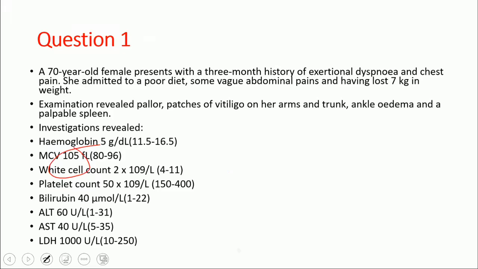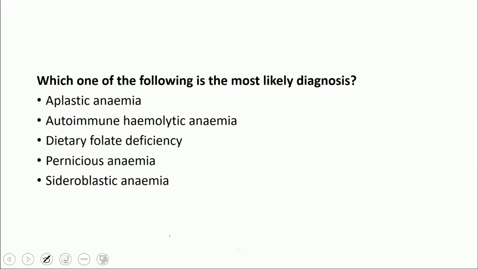Maybe you can see that there is anemia, there is high MCV, right? But the white cell count is also low, the platelet count is also low, right? And the bilirubin is a bit high as well. And the LDH is also a bit high, right? But the vitiligo indicates some autoimmune process. MCV is high, so now you are thinking of what the causes of high MCV are here. Right. So what is the answer here?